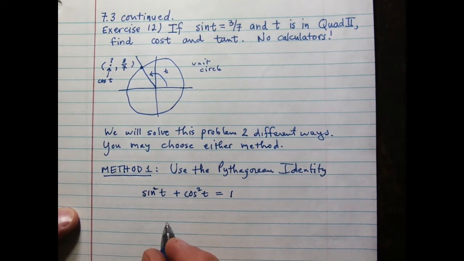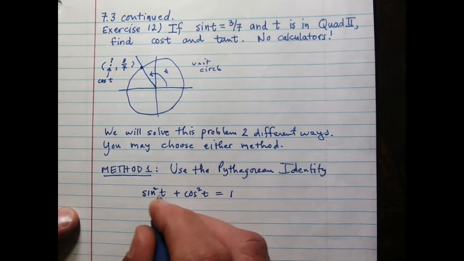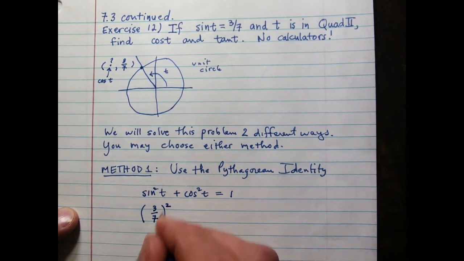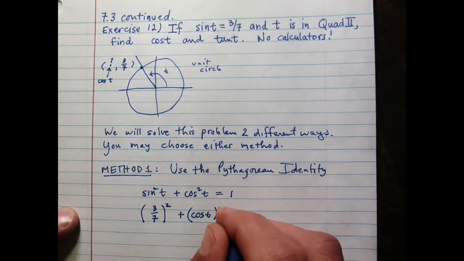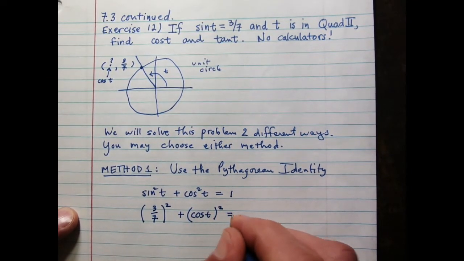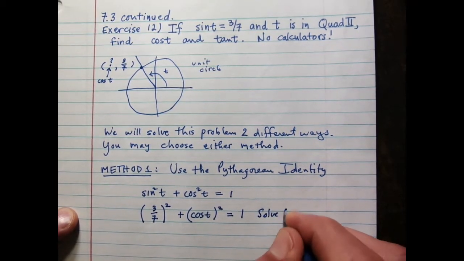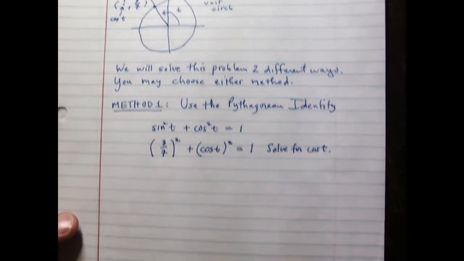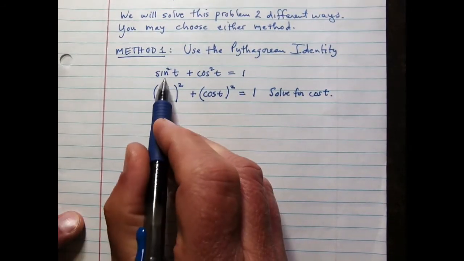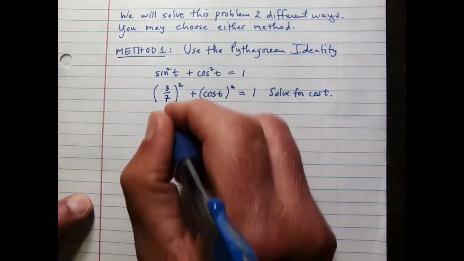And we know the value of sine is 3/7. So I'm going to plug in the value of sine t, 3/7. And remember, this notation stands for squaring that. Plus, I'm going to rewrite this as cosine t in parentheses squared, again what that shorthand means, equals 1. And see, now we can solve for cosine t. The Pythagorean identity is really useful for this type of calculation, where if you know the sine, you can solve for cosine. If you know the cosine, you can solve for sine. So let's go ahead and do that now.